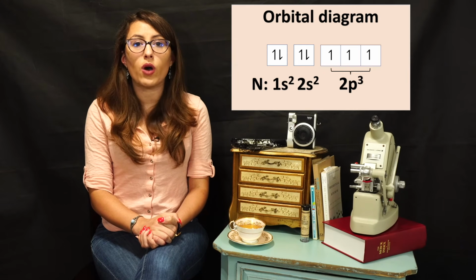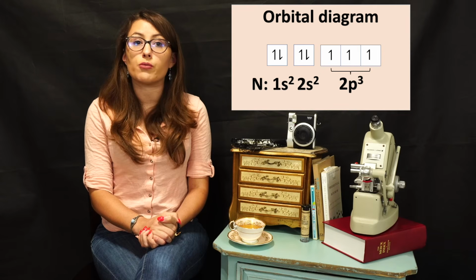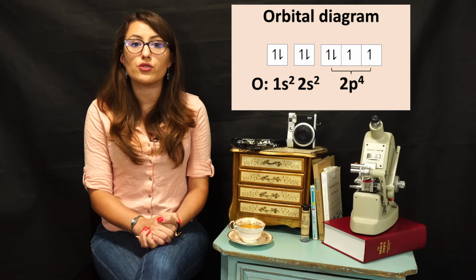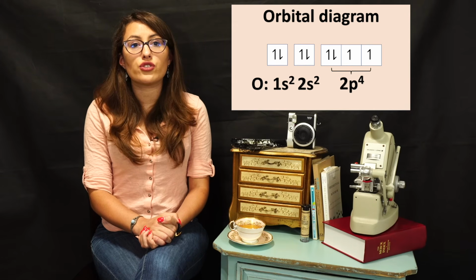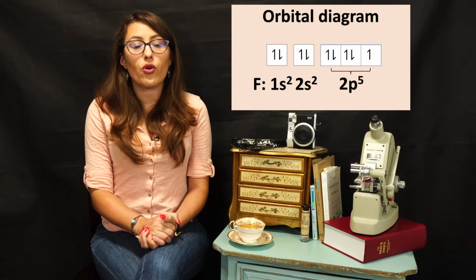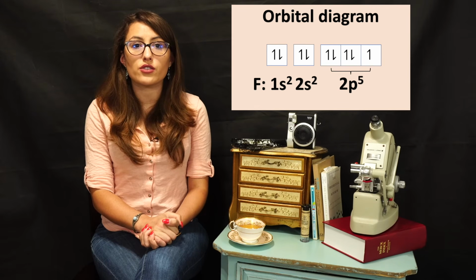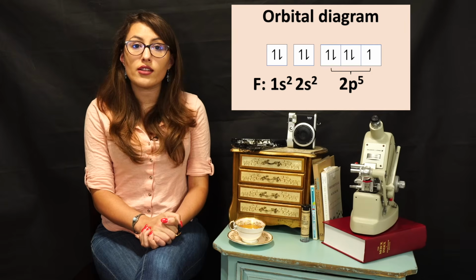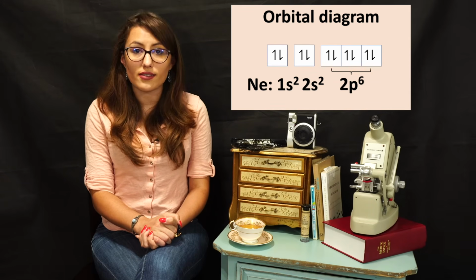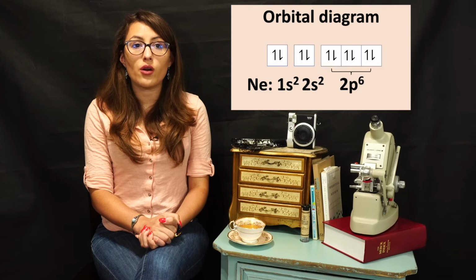So I'm going to go through the next few atoms a little quicker because at this point we should be getting the hang of writing these out. Nitrogen will be 1s2, 2s2, 2p3. Oxygen will be 1s2, 2s2, 2p4, making sure to now pair the electrons because there are no more empty orbitals. Fluorine is 1s2, 2s2, 2p5, and finally neon is 1s2, 2s2, 2p6.